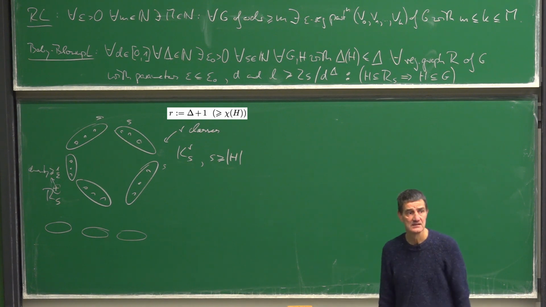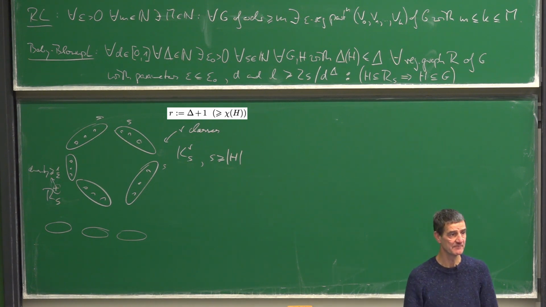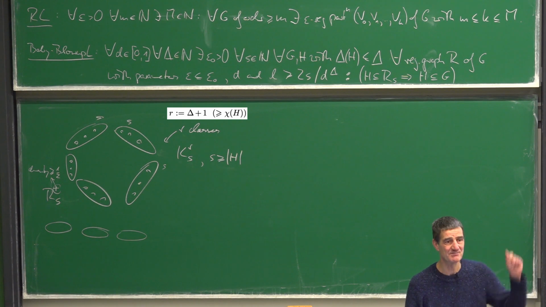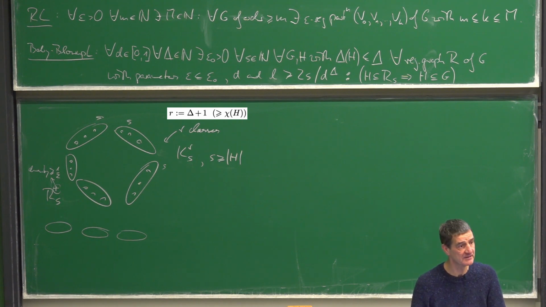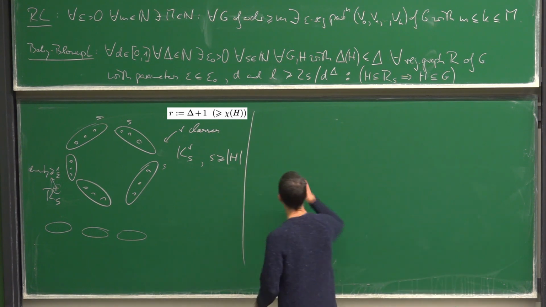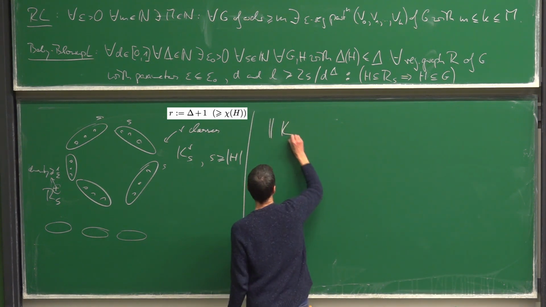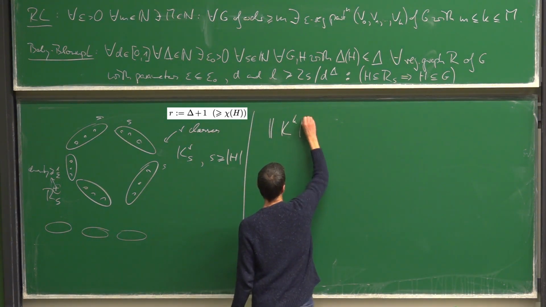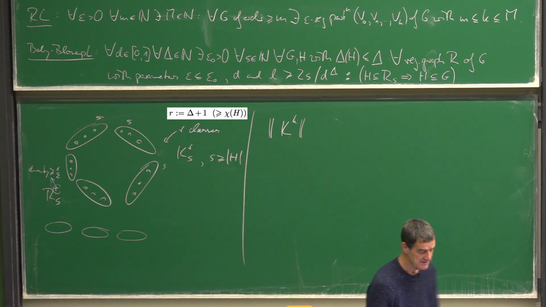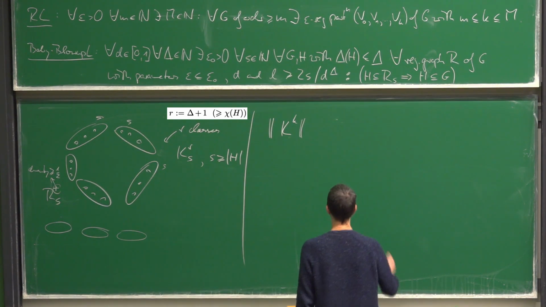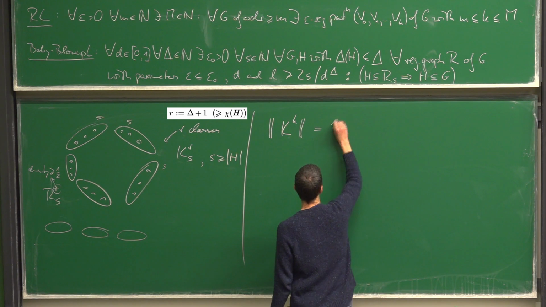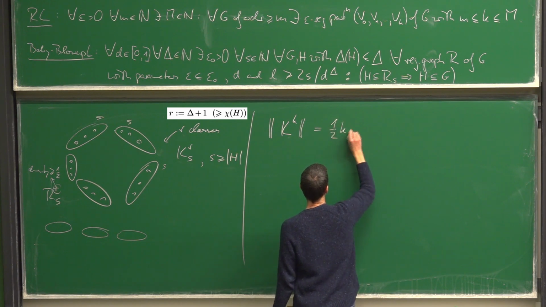But in fact, R is not really complete. R is nearly complete. It may have some edges missing. The edges missing come from the irregular pairs. So we have to make a little adjustment, and let me do that now. Well, the number of edges is, and let me write this slightly differently, in an unusual way.